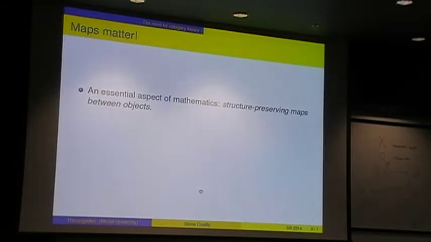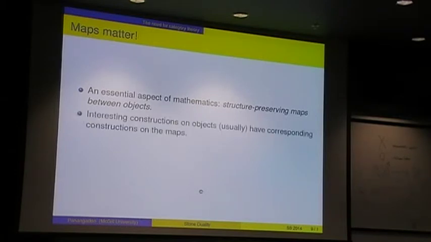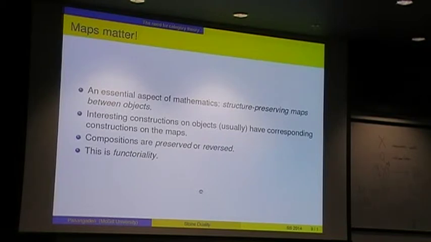Okay. So one piece of propaganda that I do want to push is that maps matter. So it's not just objects that matter, but structure-preserving maps between the objects. And the interesting constructions on objects usually have corresponding constructions on the maps. So this is just a plug for the categorical viewpoint. Compositions are either preserved or reversed by these maps and by these constructions that take you from one universe to the other. And this ability to preserve compositions and also to preserve identity maps is essentially what functoriality is all about.